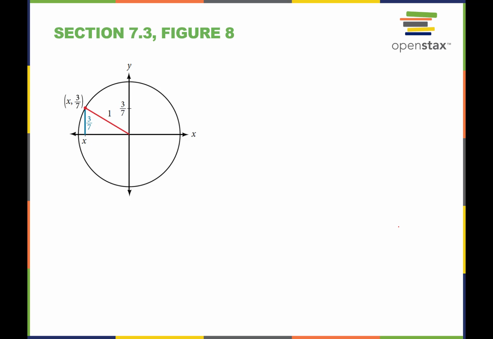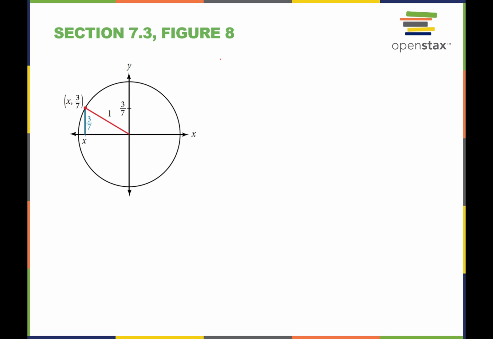In this example, I'm going to show you how you can use the Pythagorean identity to find the value of x if you know the value of y on the unit circle. Or in other words, if you're looking for the cosine and you know what the value of sine is. And you can do this in reverse too. You can use the Pythagorean identity to find the value of sine if you know the value of cosine.